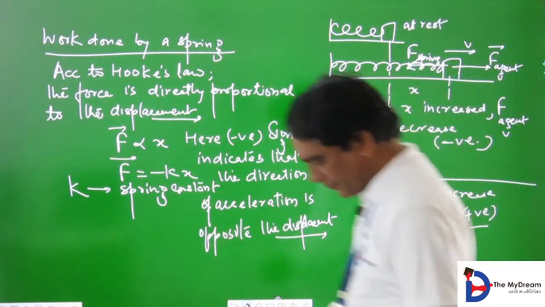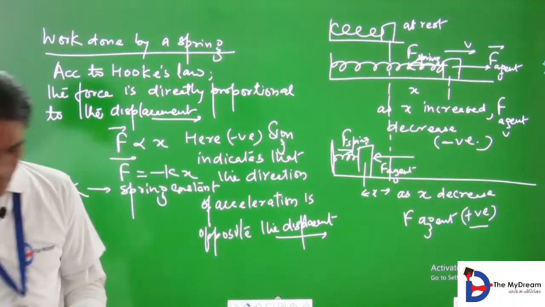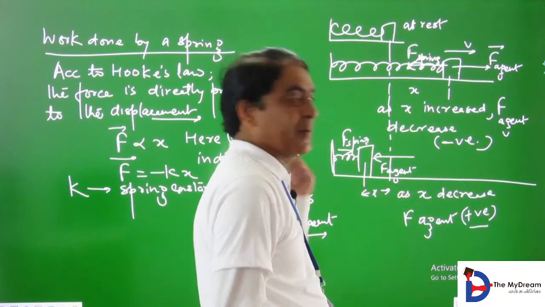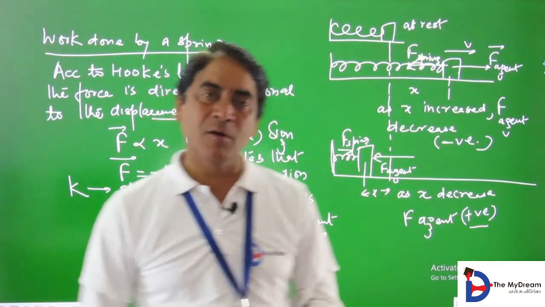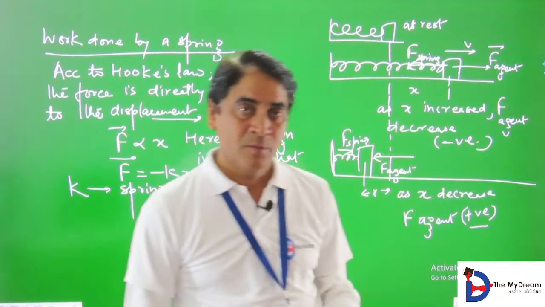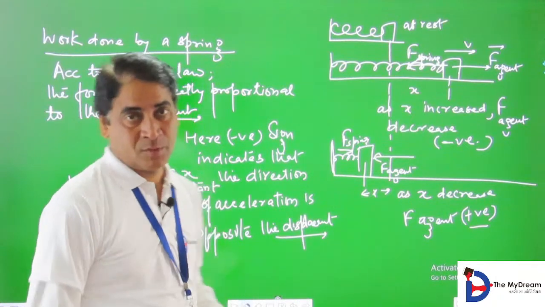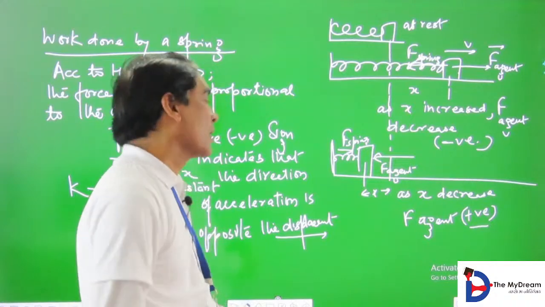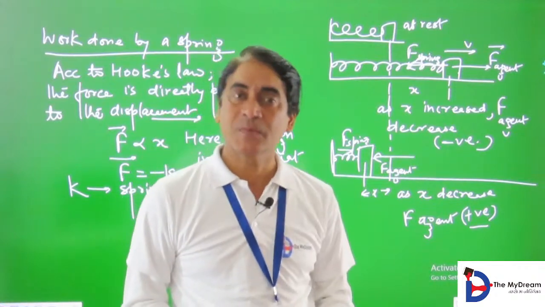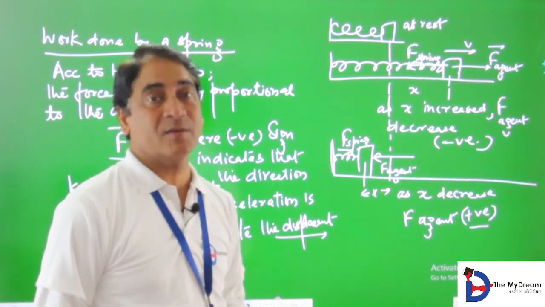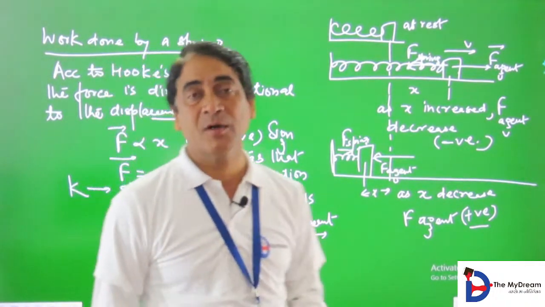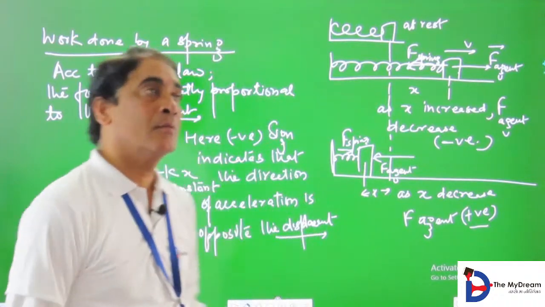So these are the different methods to describe the extension or compression. According to Hooke's law, whatever the agent or person provides the force to that system, the direction of the force is opposite to the displacement, or you can say the direction of the acceleration is opposite to the displacement. And the force is directly proportional to the compression or extension.